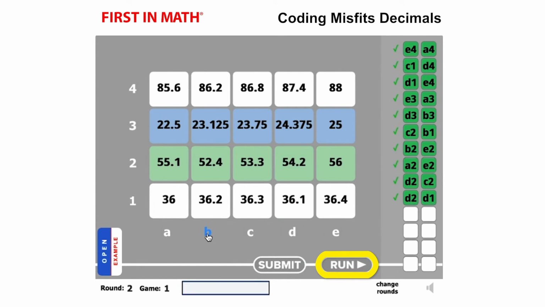As you move up in games and rounds, patterns will have more misfits. Focus on making patterns one row at a time, and don't be afraid to check your work with the Run button, even if it means sacrificing a couple of bonus stickers.